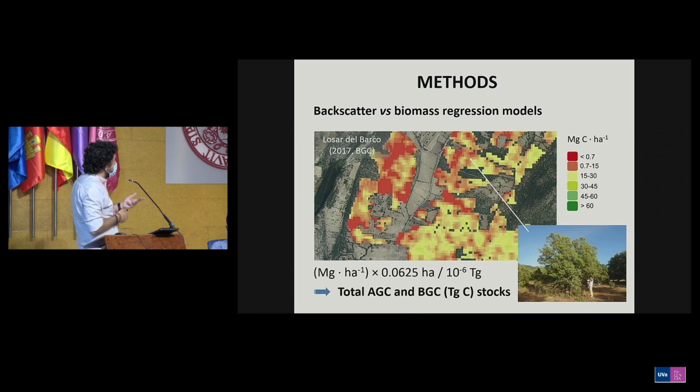We also calculated the total above ground and below ground carbon stocks by multiplying by the area of the pixels and the equivalence between megagrams, or tons, and teragrams, which are millions of tons. This is the unit usually used to express carbon stocks.